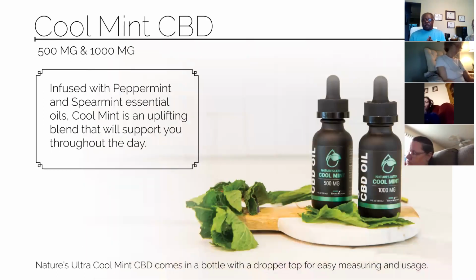The next product that we have, Cool Mint CBD. It comes in 500 milligrams or 1,000 milligrams, so it's a little bit more potent. It's infused with peppermint and spearmint essential oils. Cool Mint is an uplifting blend that will support you throughout the day. And Nature's Ultra took this a step further in that it comes in a bottle with an eyedropper for easy measuring for you to use the product. So that's Cool Mint. And what I like about the variety is you can find one that resonates with you.